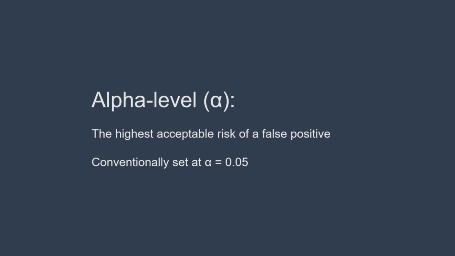How unlikely does it have to be? How low does that p-value have to be? We set a number called the alpha level. The alpha level is the highest acceptable risk of a false positive. Conventionally, it's set at 5%, so 0.05. And what that means is that if the p-value is below the alpha level, below 0.05, then we can reject the null hypothesis and be confident, yes, it is a real effect in the population.